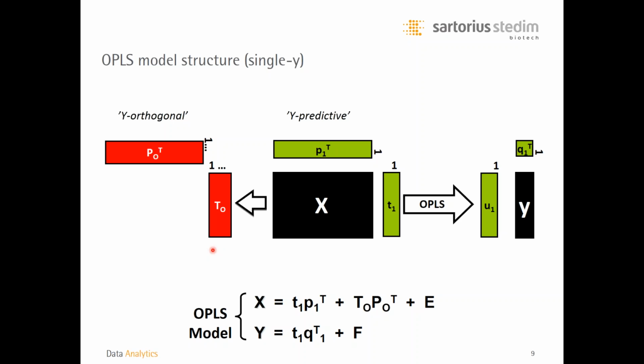But there will be 0, 1 to 2 too many so-called orthogonal components, here represented by the red color, capturing or accounting for the systematic variability in the X block, in the process input block, that is systematic between the samples but not related to the Y variable in question.